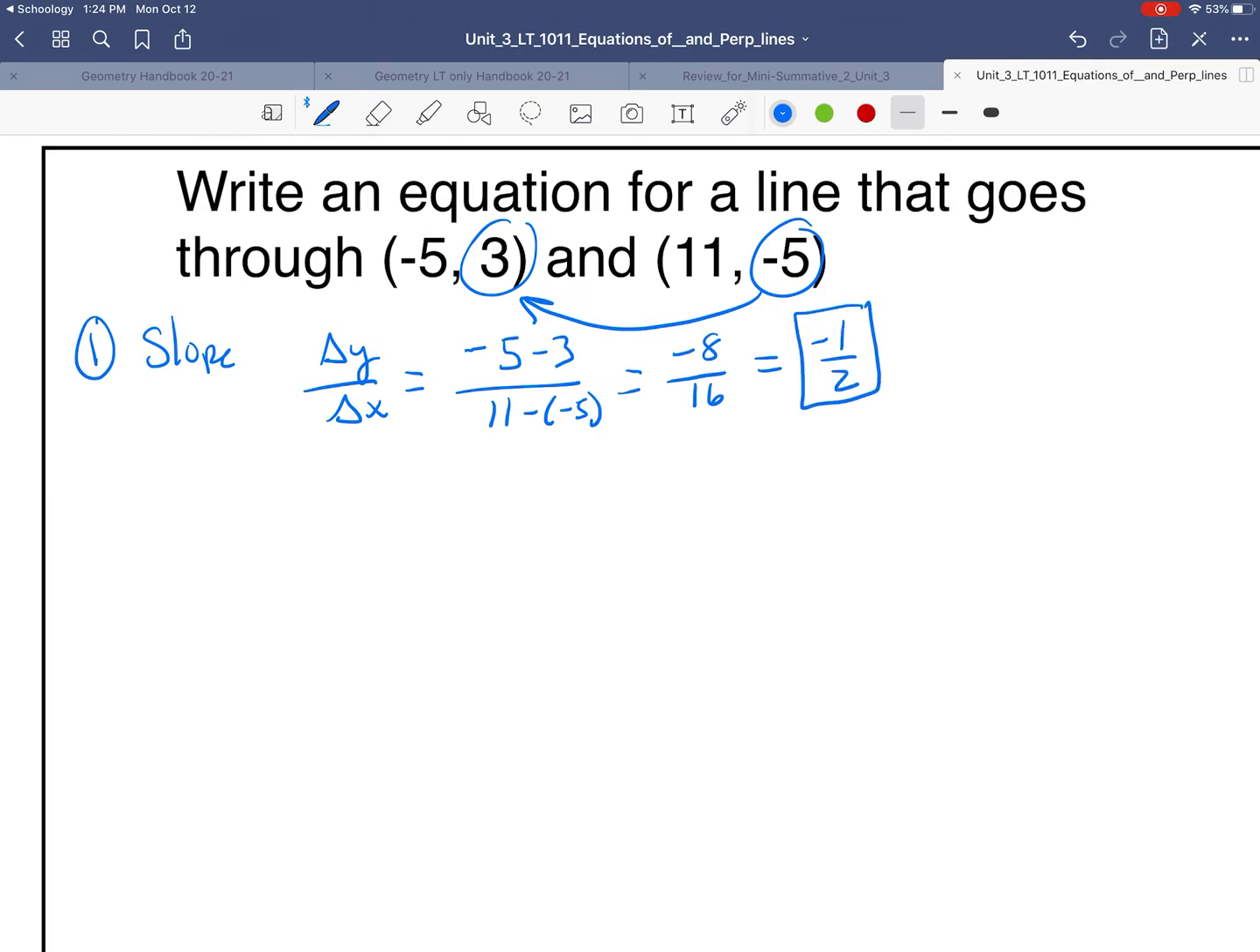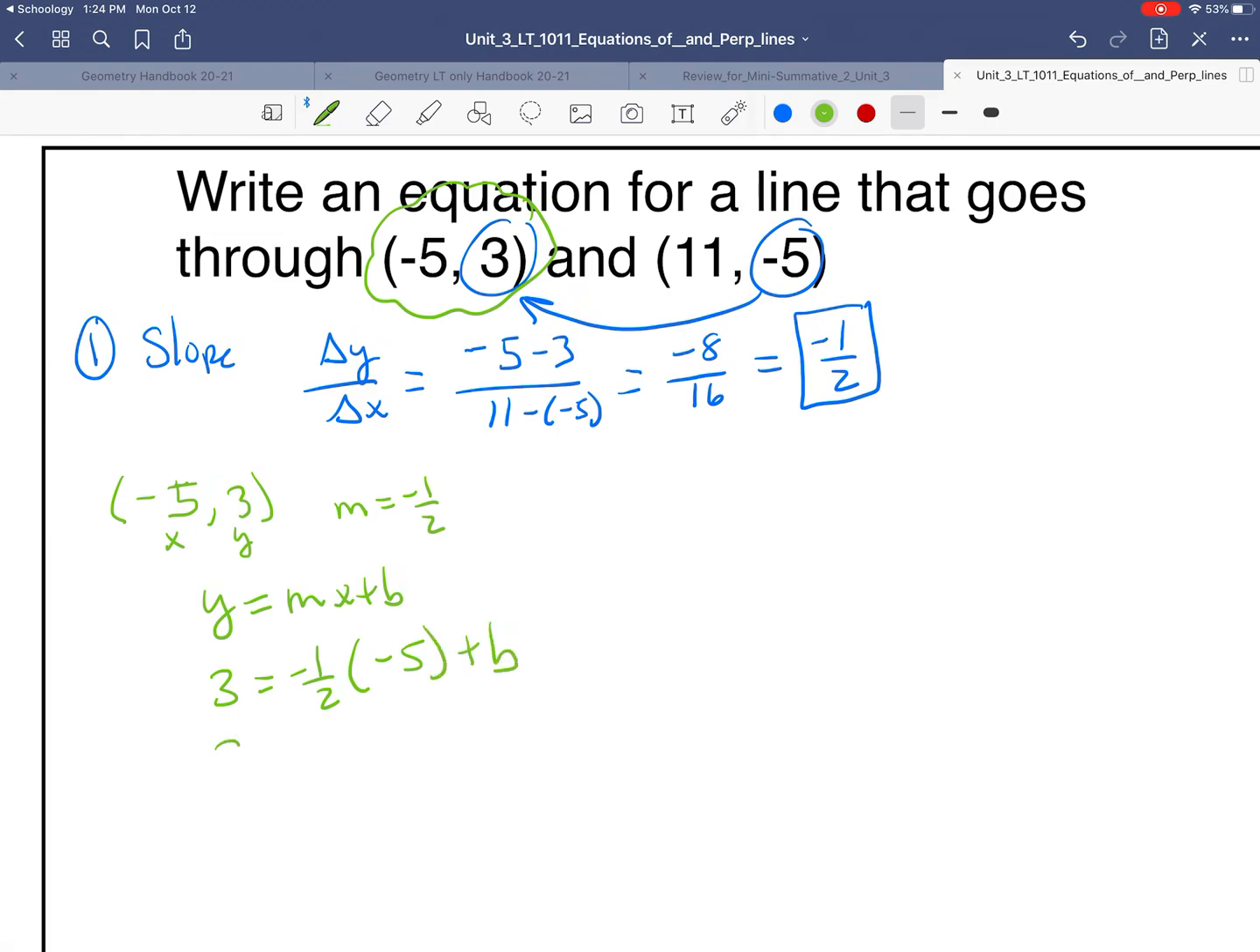Then I get to choose either of these points to use. And it really does not matter which one I choose. I'm going to go with the 5, -5, 3. I'm going to make this my x, this my y. I know that my slope is -1/2, and I'm going to plug that into y equals mx plus b. So I get 3 equals -1/2 times -5 plus b.